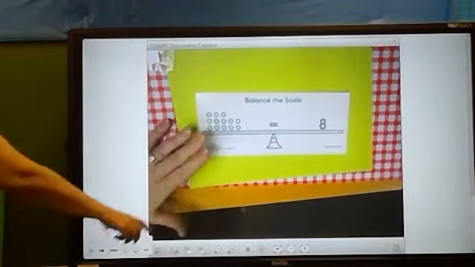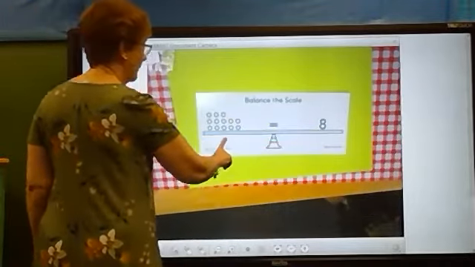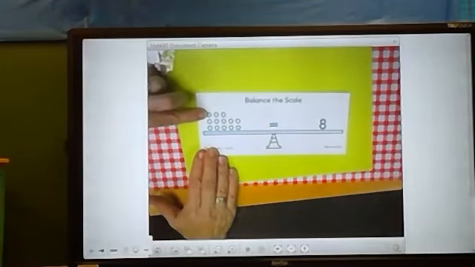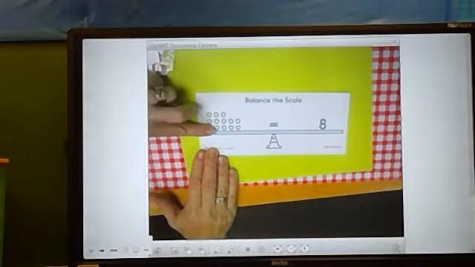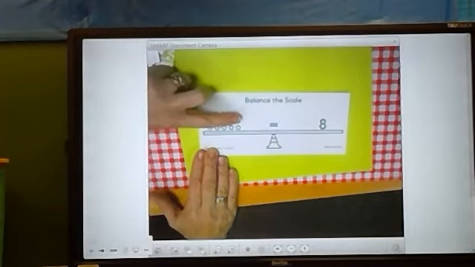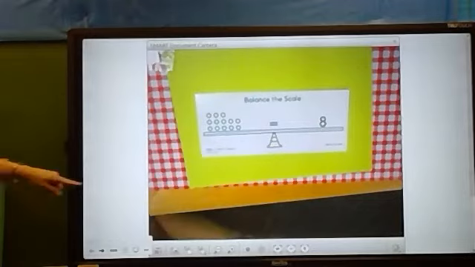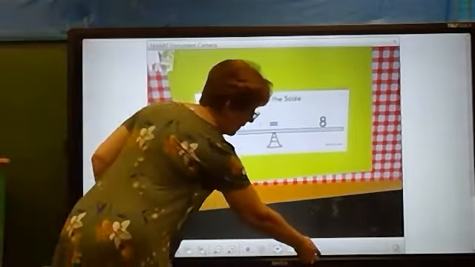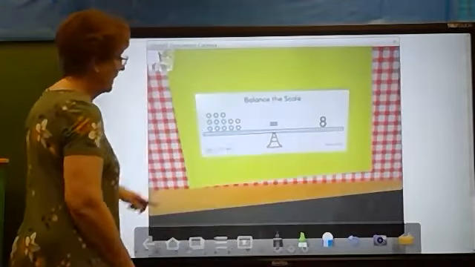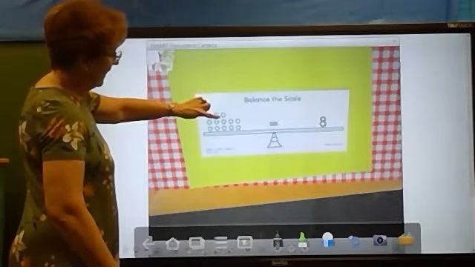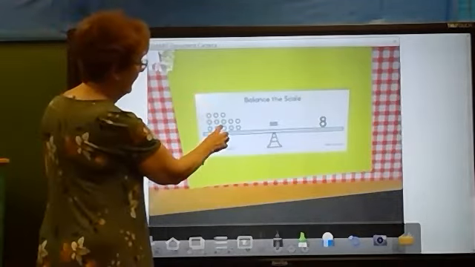Okay, so here I have a balance the scale. On this side, I have 8. So I need to make sure that we have 8 on this side. So let's count them together. Ready? 1, 2, 3, 4, 5, 6, 7, 8, 9, 10, 11, 12, 13. I have way too many. Okay, so let's go back. All right, 1, 2, 3, 4, 5, 6, 7, 8. So I need to cross out.